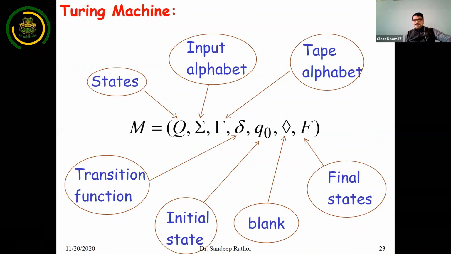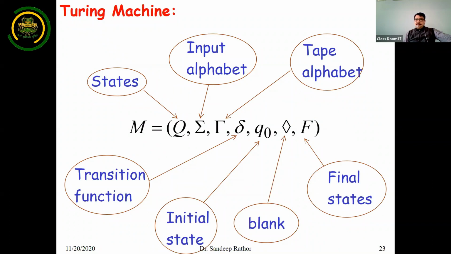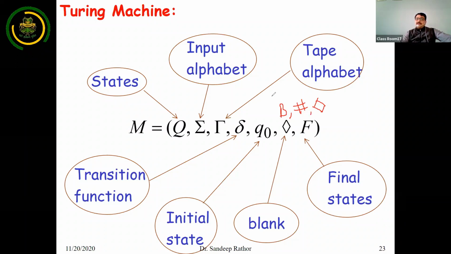So simply, this is the recapping. A Turing machine consists of these 7 tuples. In this place, you can use the blank or hash sign also. This is the blank sign, this is the hash sign, or you can use whatever sign. But I prefer this one, B, as the blank sign. We will follow this particular sign to represent the blank.